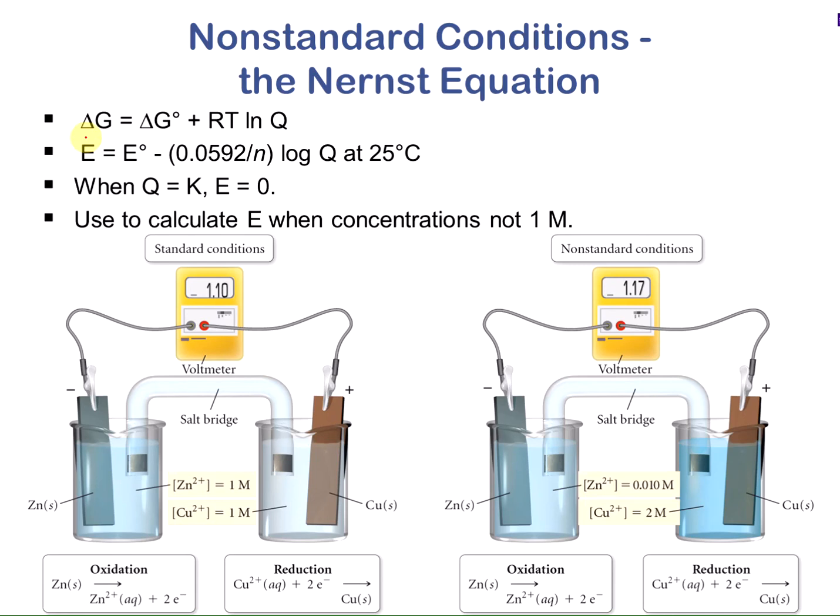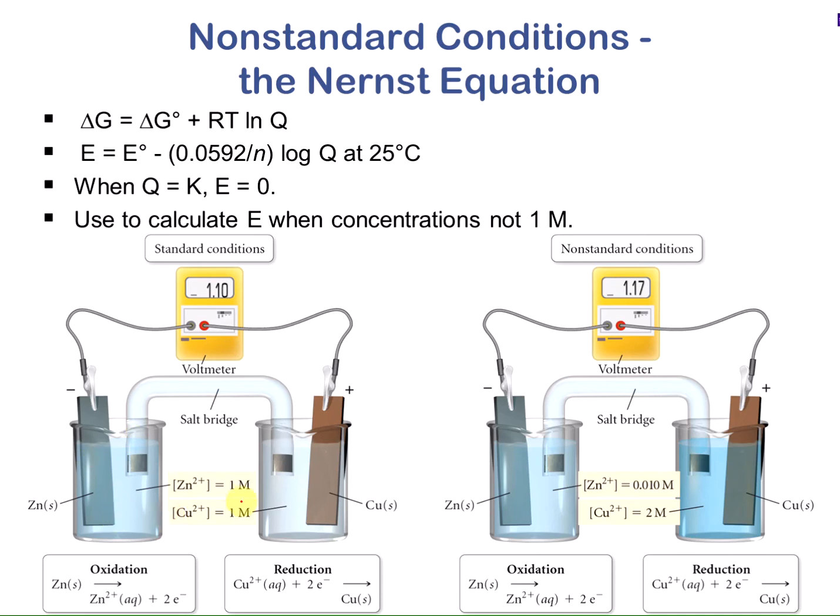So this is a factor to adjust the Gibbs free energy at standard conditions for the conditions that you're at here. And for the cell potential at non-standard conditions, E equals E naught minus 0.0592 divided by n times log Q at 25 degrees Celsius. And of course, when the quotient Q equals K, then we're at equilibrium. And nothing's going to happen if you're at equilibrium, so the cell potential is going to be 0. So we use the Nernst equation to calculate E when concentrations are not 1 molar.